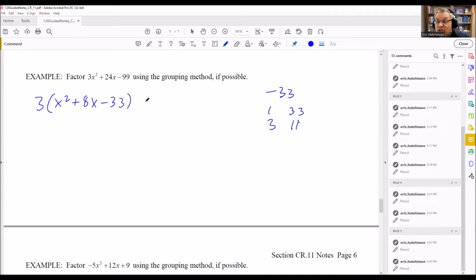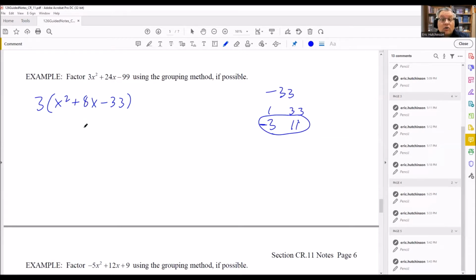If I want to get a positive 8, that means that the larger number needs to be positive and the smaller one needs to be negative. So this combination will work because negative 3 times 11 is negative 33, and then negative 3 plus 11 would be 8.